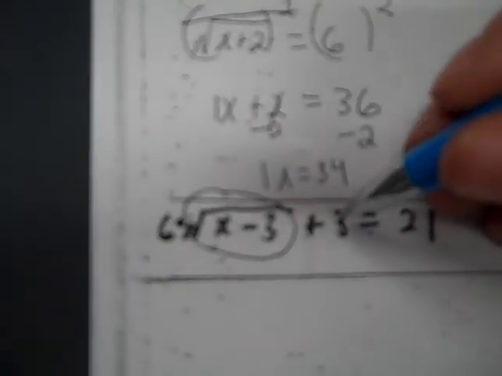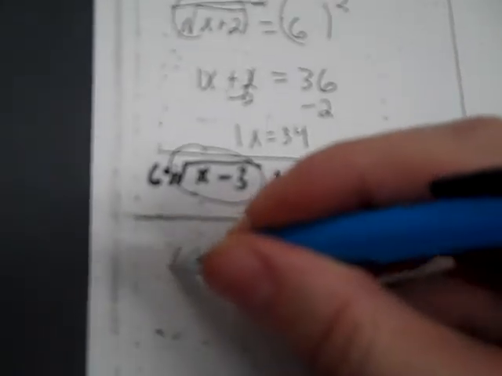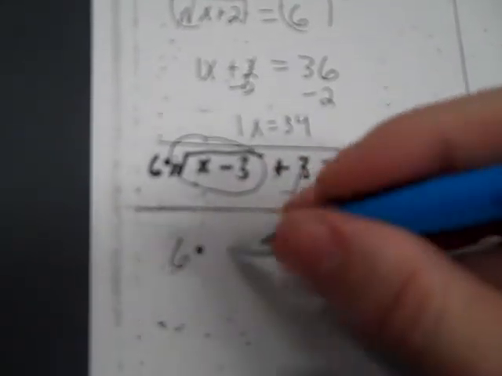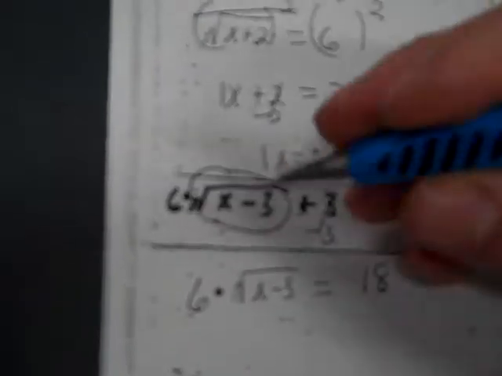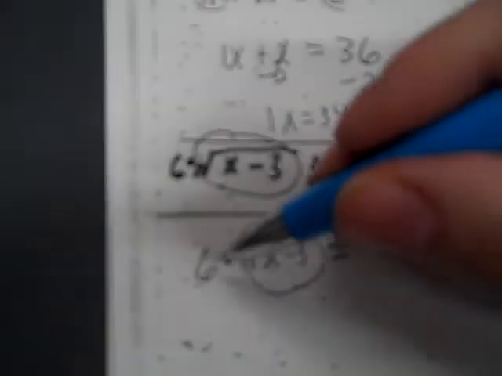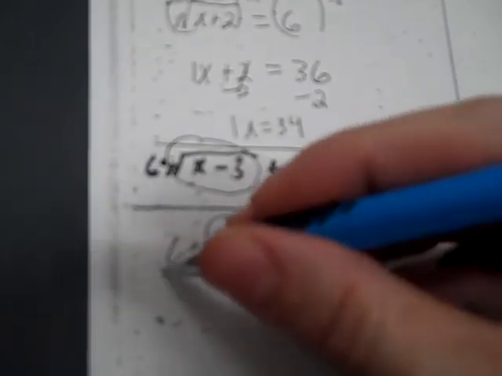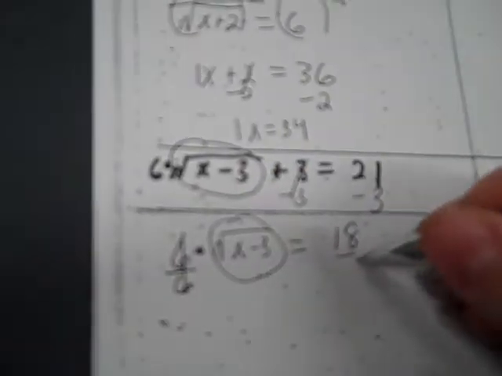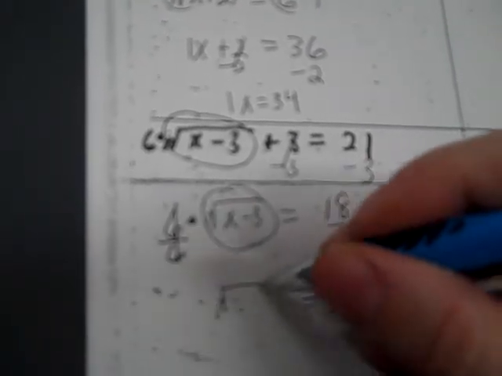So we always want to undo the adding or subtracting first. So plus 3, I'm going to minus 3, and that's 18. Okay, so I have 6, and the dot, the square root of x minus 3 equals 18. Okay, now my square root is still not cleared because I have the 6 times out there. So I'm going to need to divide both sides of the equation by 6. So divide by 6, divide by 6. That is equal to 3. So now I have the square root of x minus 3.